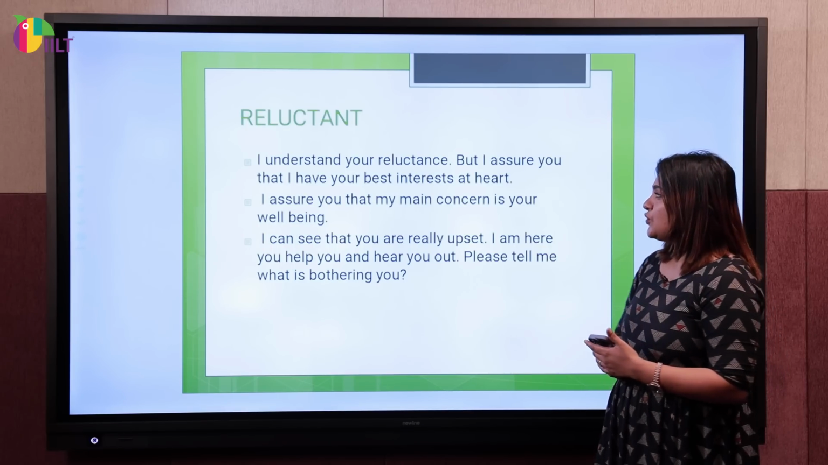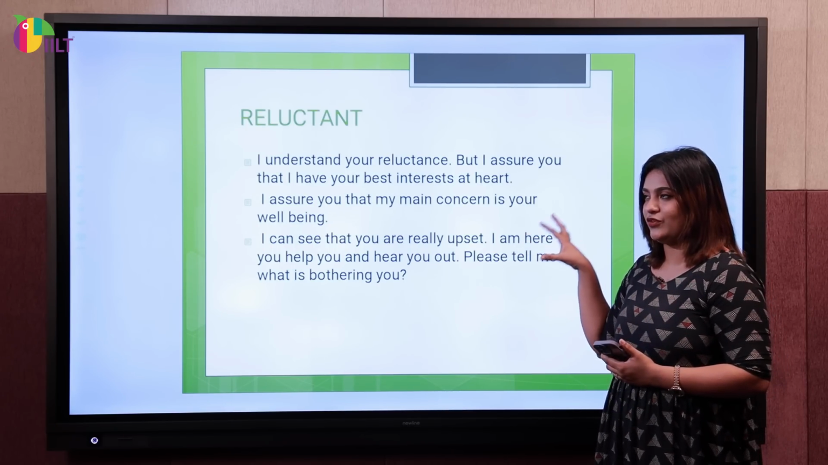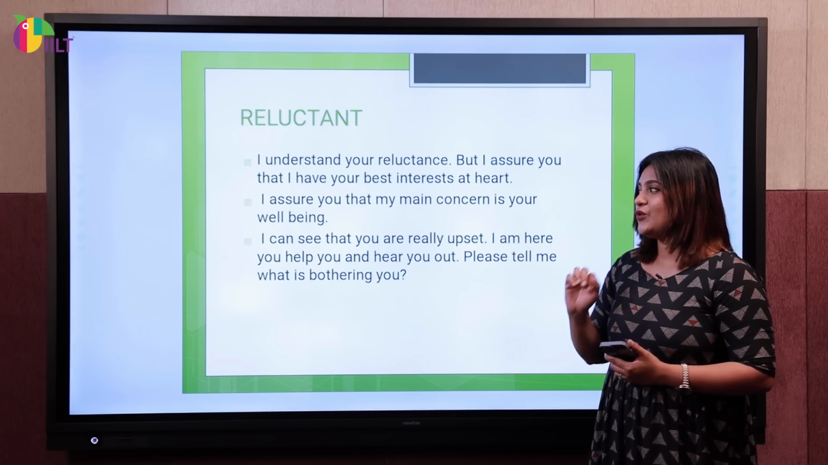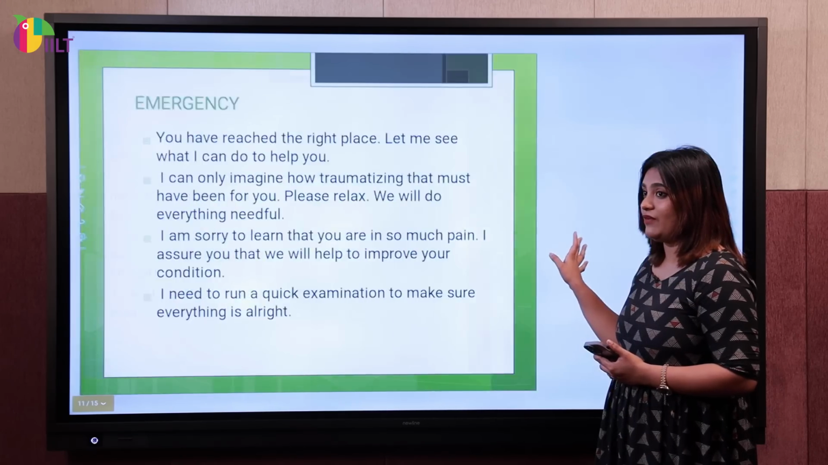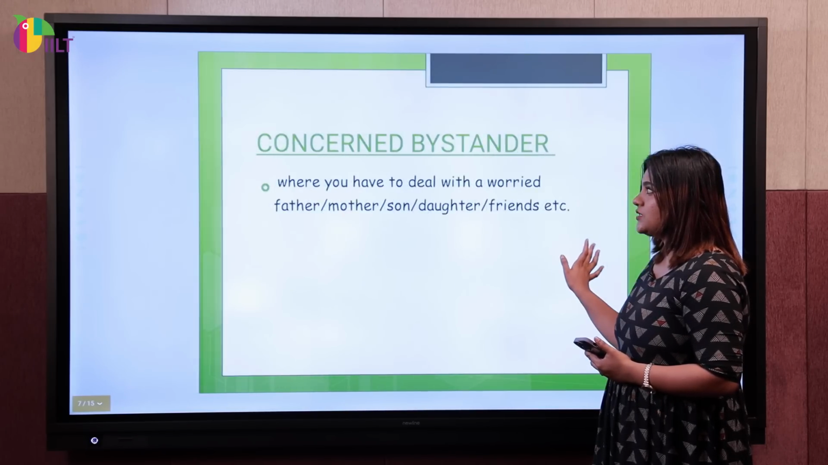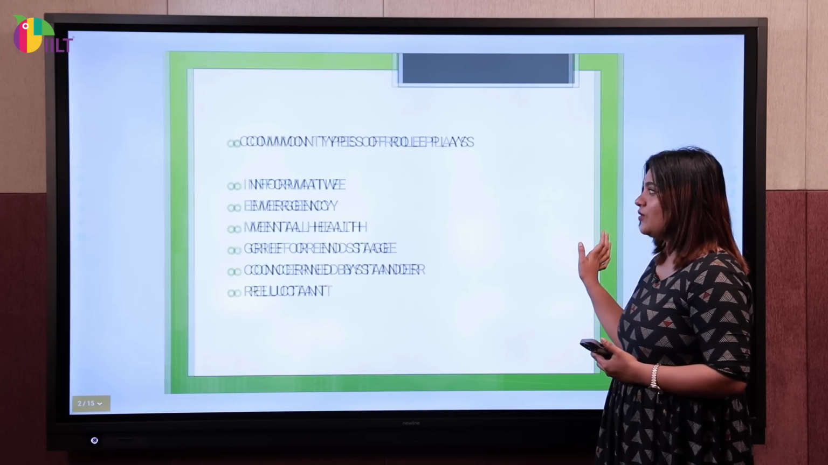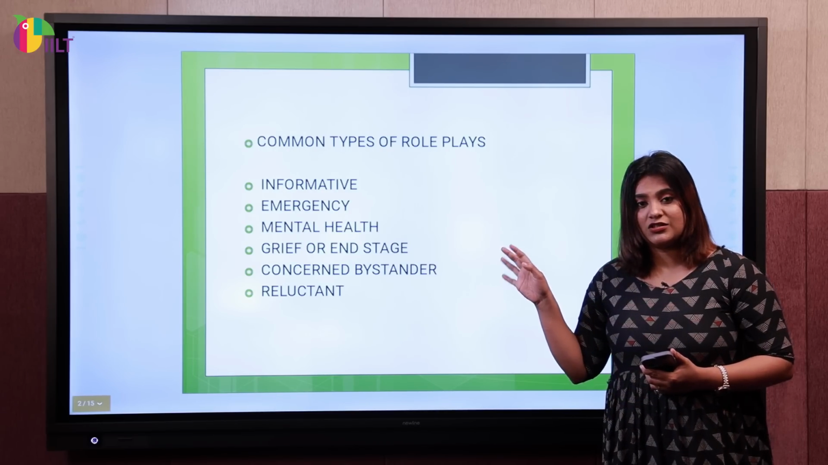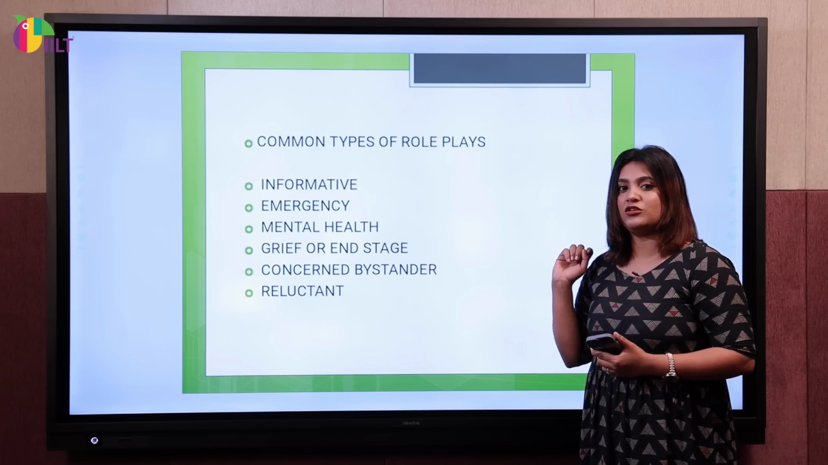All right. So that being said, that is the end of the types of cue cards that we are going to discuss today. As a recap, we have seen the different types of cue cards. We have picked the common 6 cue cards. The first was the informative type of cue cards. Then we have the emergency cue cards. Then we have mental health cue cards. We have grief and end stage, concerned bystander, and reluctant.